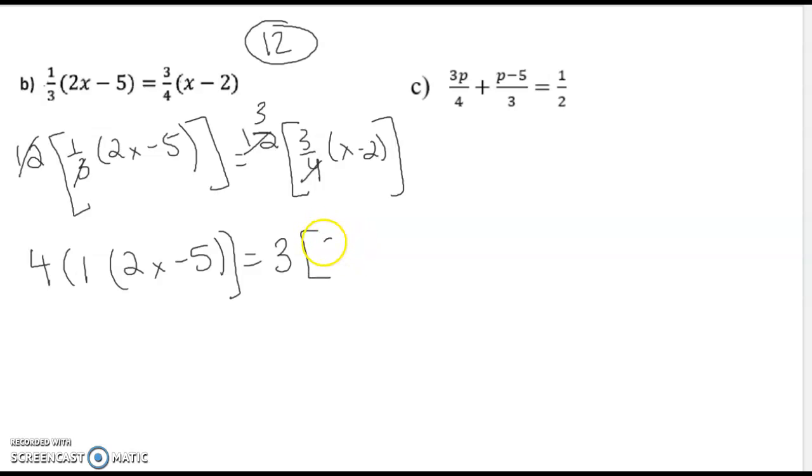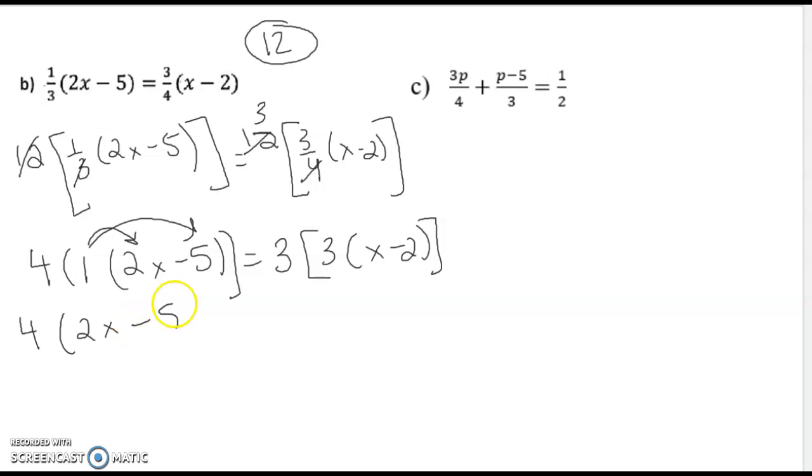Open up the bracket. And then we still have the 3 inside the bracket. And then x minus 2. So our next step, sorry, we leave our 4 out in front. And we're going to multiply everything by 1. So 1 times 2x is 2x. 1 times negative 5 is negative 5. Then equals. Here we're going to leave our 3 out in front. Open up the bracket.